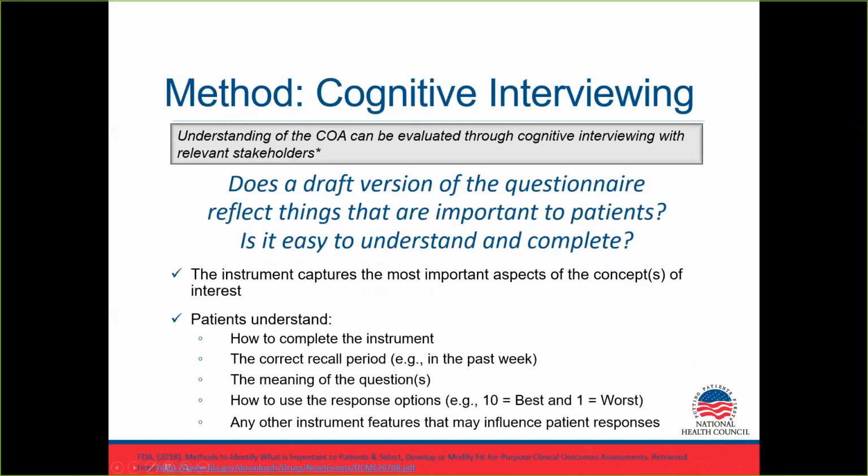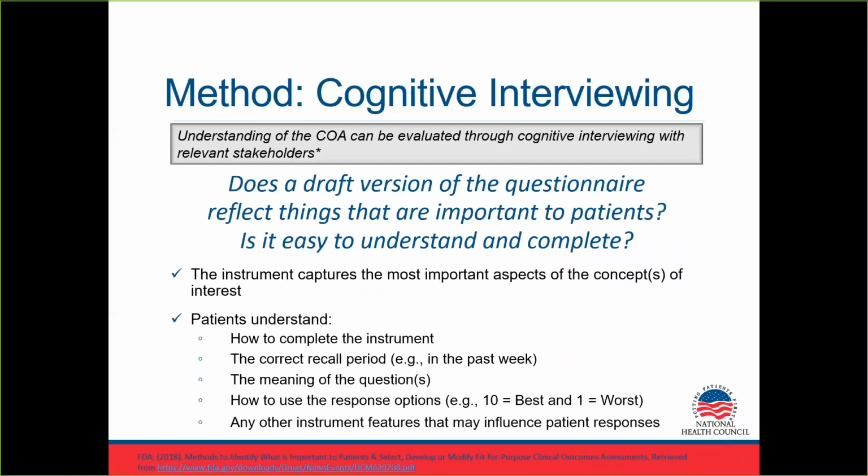And once you've developed your draft items based on your findings in your concept elicitation interviews, the next method that we would use to establish content validity is through cognitive interviews for your draft instrument. In a cognitive interview, we are trying to answer whether a draft version of the instrument reflects things that are important to patients and whether it is easy to understand and complete.